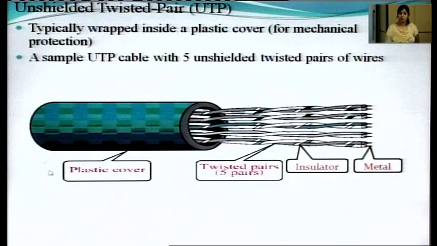This is the main cable that we use to form a network. This is called unshielded twisted pair cable. Is it clear? In this cable it is having metal, then the insulator, then these cables are twisted with each other, and there is a plastic cover.